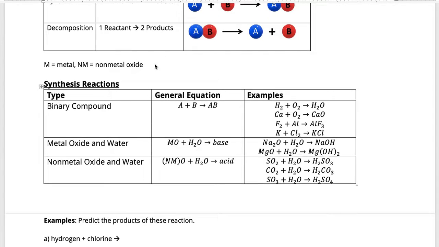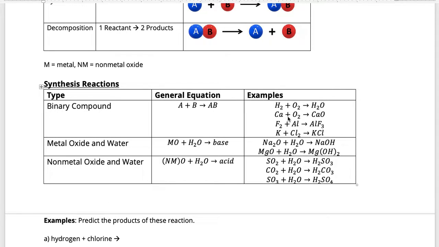All right, so let's jump into this. We have our synthesis reactions. There's three types that you have to get comfortable with. There's the binary compound that forms. Basically you have a couple elements here, and they're going to make a compound. And then we'll have a metal oxide with water, what happens there, and then non-metal oxide with water.